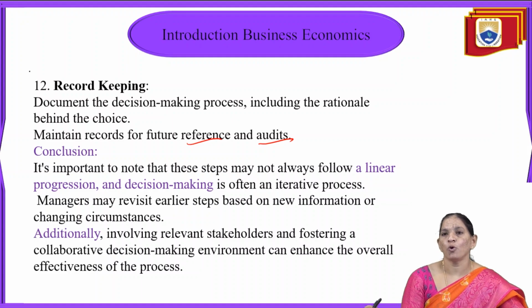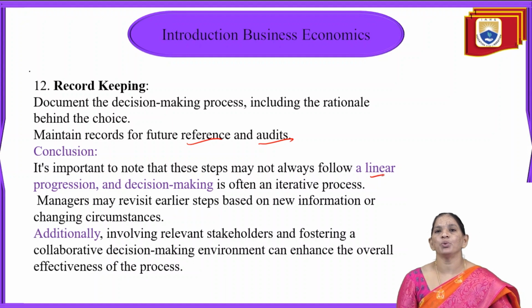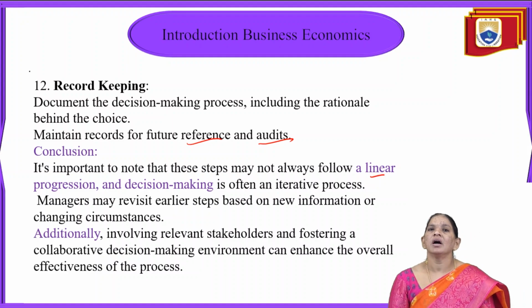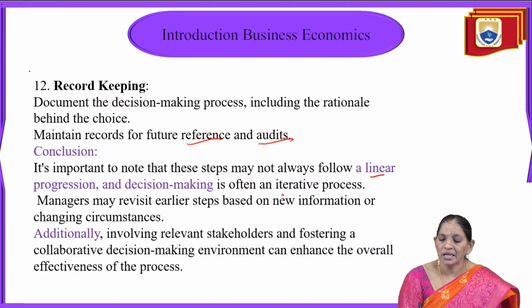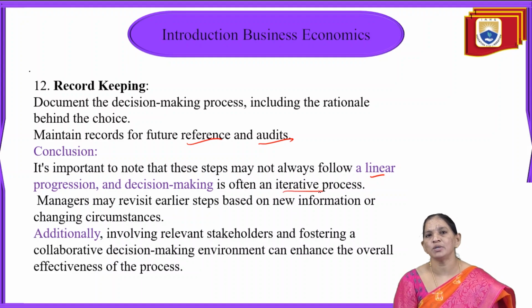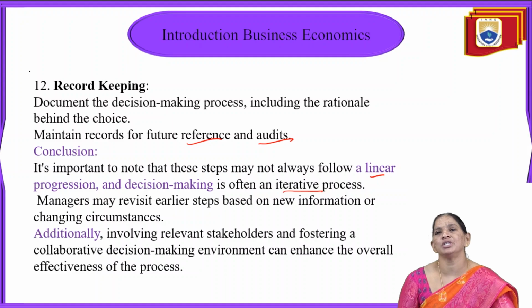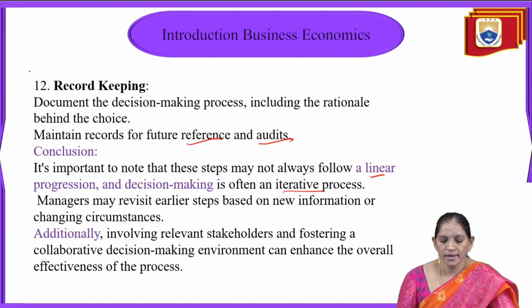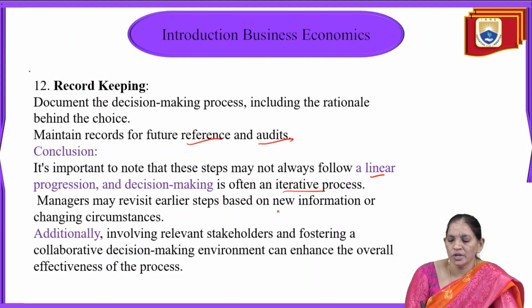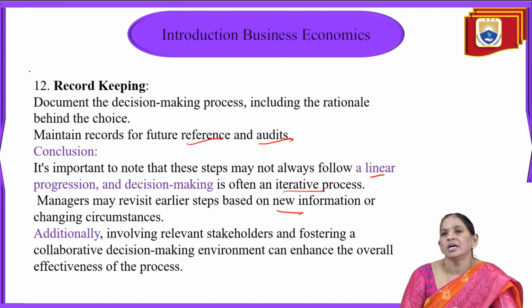And these steps do not always follow a linear progression. Decision making must be an interactive process. It is not a one-sided process. It should be interactive with managers, owners, stakeholders and also the workers. Once decision making is interactive, only then will it get a good result. And these steps will also help us based upon the information we are gathering and any changing circumstances.